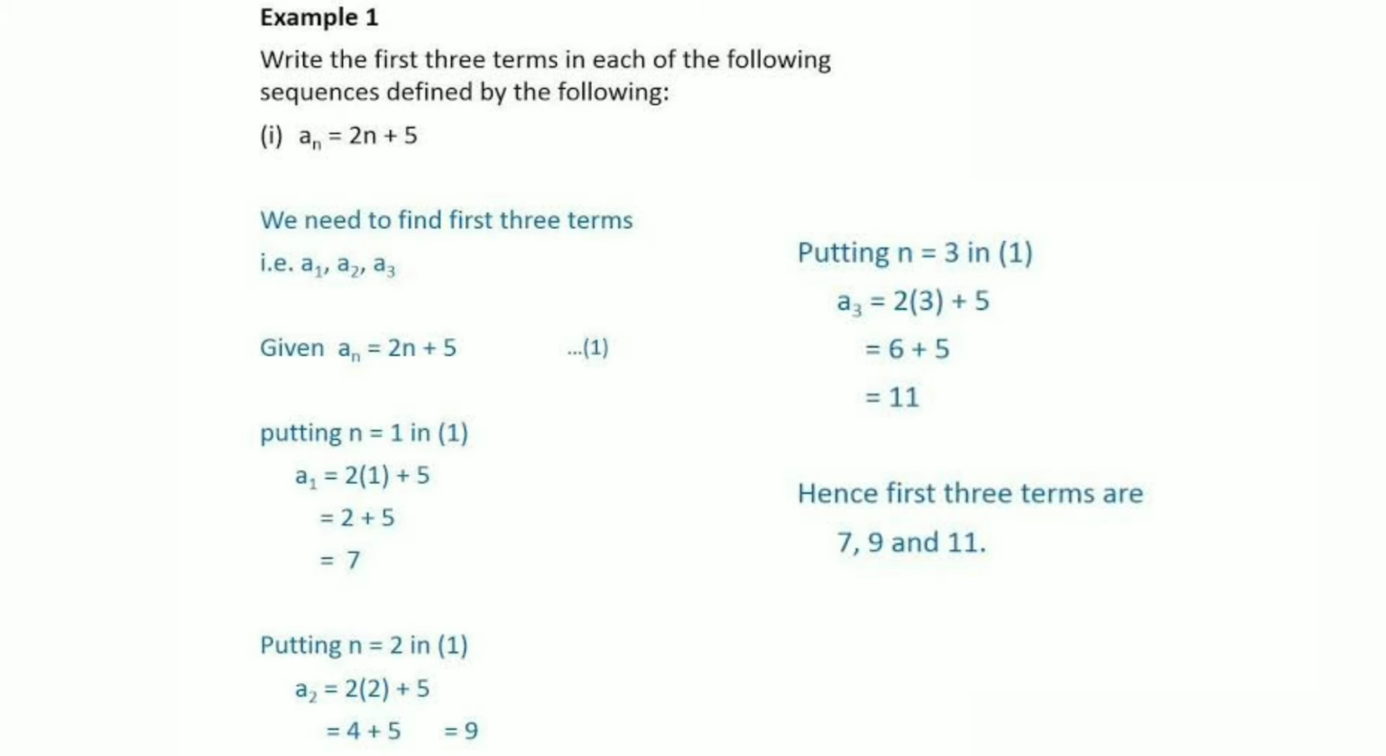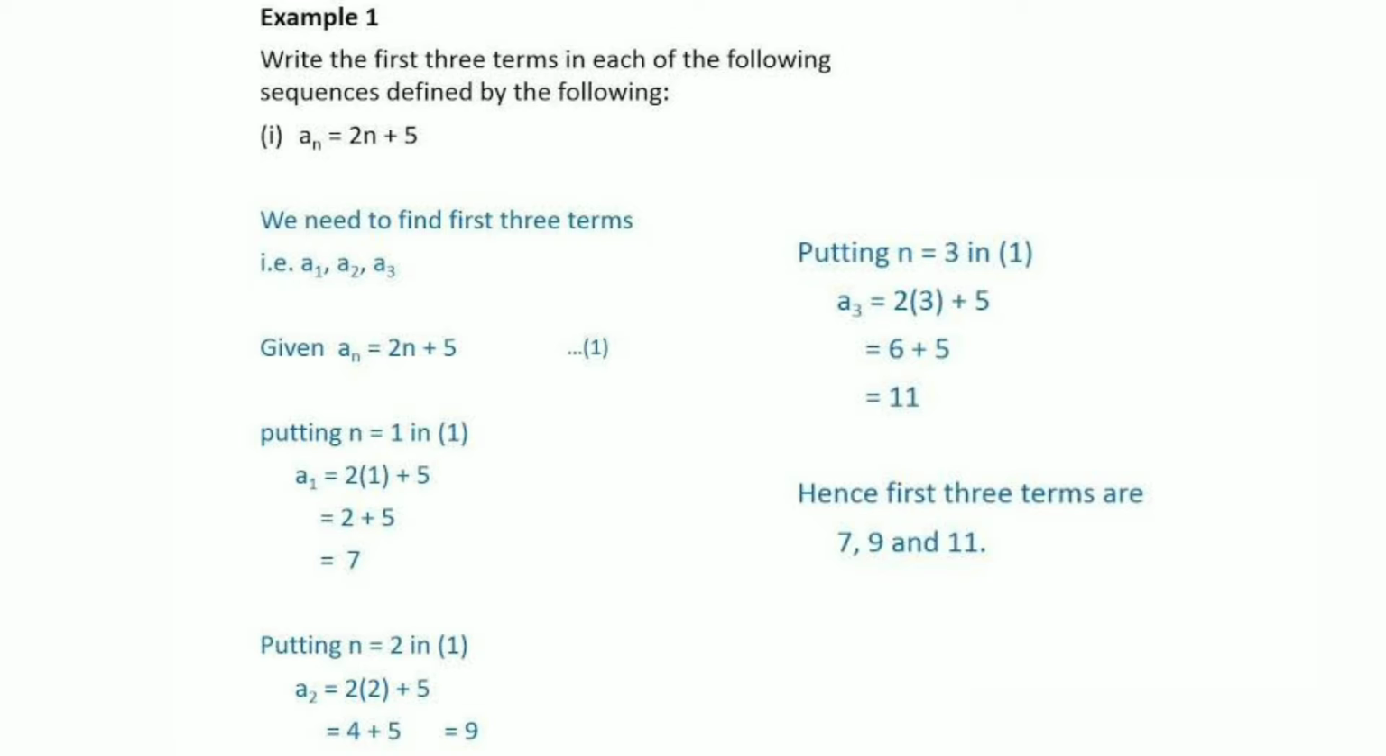Example 1. Write the first three terms in each of the following sequences defined by the following. First one, an equal to 2n plus 5. We need to find the first three terms. They are a1, a2, a3. It is given that an equal to 2n plus 5. So we have to find the terms for n equal to 1, n equal to 2, n equal to 3.